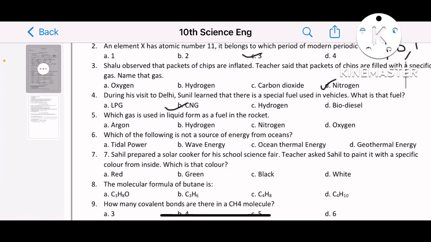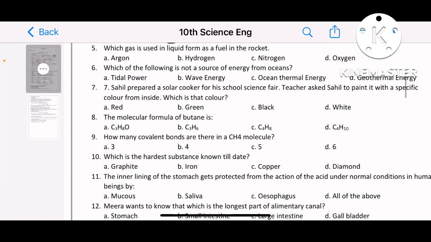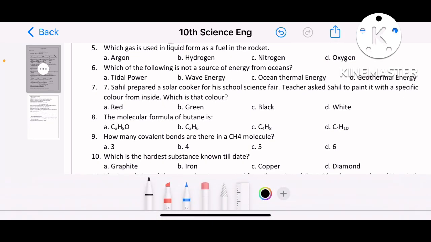Question number 5. Which gas is used in liquid form as a fuel in the rockets? That gas is hydrogen. Question number 6. Which of the following is not a source of energy from oceans? 4 options are there: tidal, wave, ocean thermal energy, and the fourth one is geothermal. But geothermal energy is not obtained from oceans, it is obtained from the earth. So the right option is D.